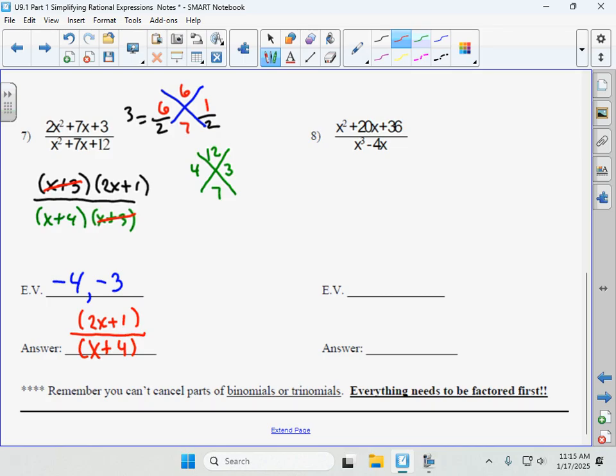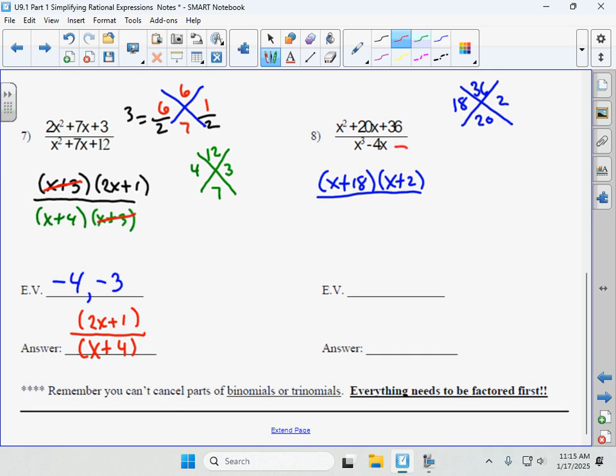All right, and let's do this last question, number 8. Okay, we have a trinomial, so let's use our x method. 36 on top, 20 on the bottom. Looks like 18 times 2 is 36, and then adds to 20. We don't have to divide by anything. So x plus 18, x plus 2.